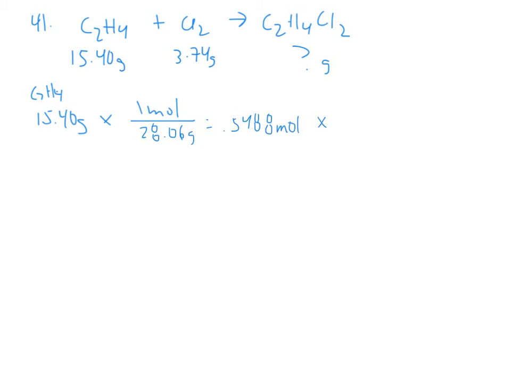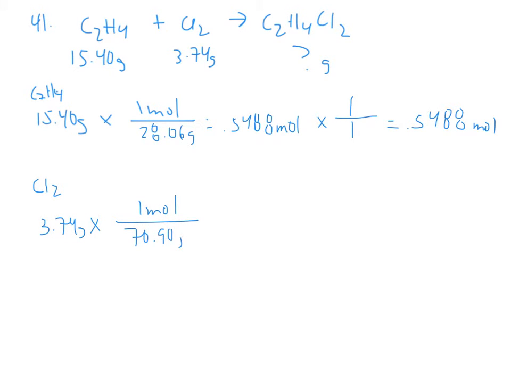moles. And again, since this is a 1-to-1 ratio of product to reactant, that's how much product I can expect from the C2H4. So we'll compare that with how much product the Cl2 would yield. 3.74 grams of Cl2, which weighs 70.9 grams per mole, is going to yield 0.05275 moles. It's also in a 1-to-1 ratio, so this is definitely my limiting reactant here.